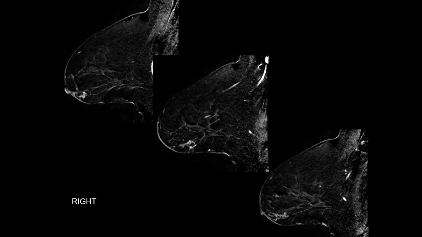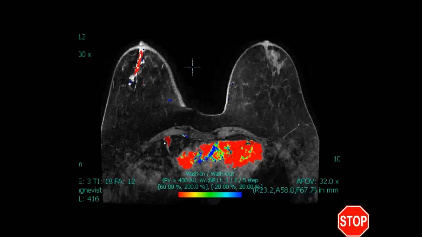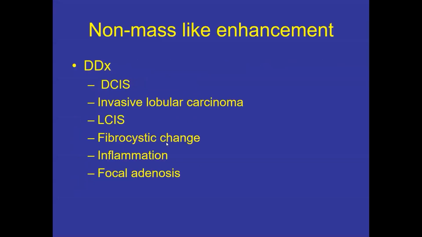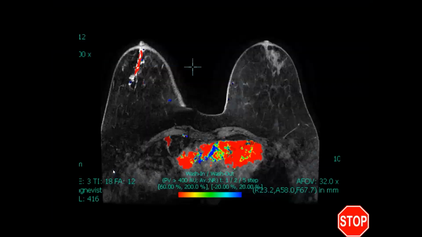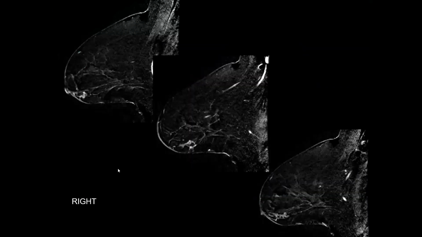Excellent, and 67% of you got it correct. Fibroadenoma is not in the differential diagnosis for this MR finding. So what we see here is non-mass enhancement, and the differential for non-mass enhancement is DCIS, invasive lobular carcinoma, LCIS, fibrocystic change, inflammation, or focal adenosis, okay? A fibroadenoma would be mass enhancement. So fibroadenomas are classically enhancing masses with non-enhancing septations with circumscribed borders.